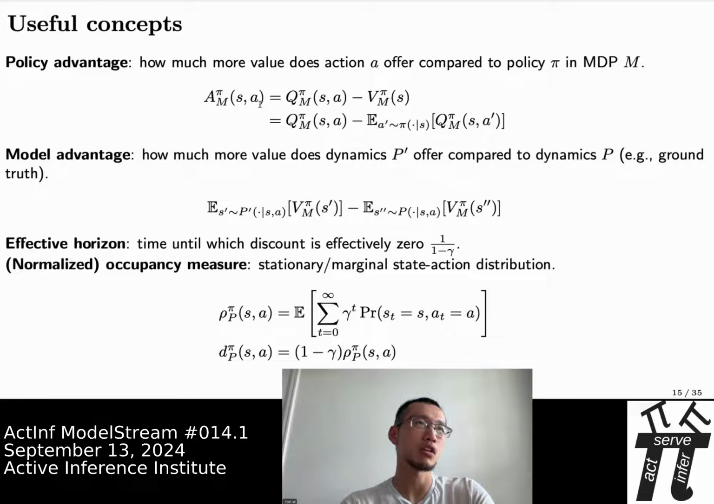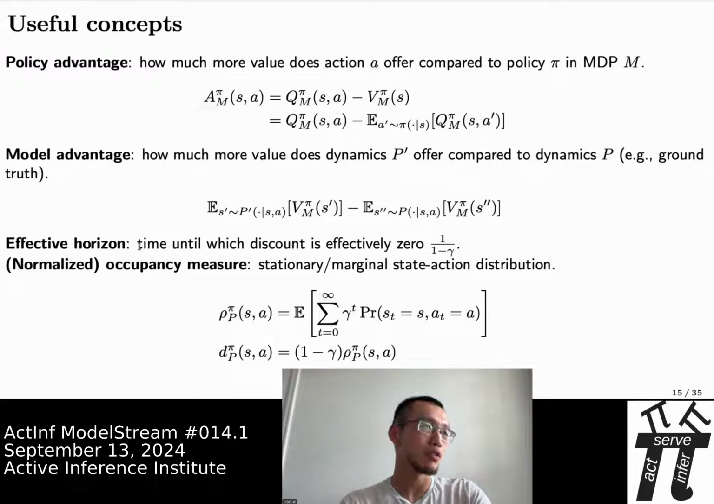So this essentially characterizes how much action A is different from an action that would have been chosen by the policy that's used to define the value function. And then more or less the same idea holds for model advantage, but instead of measuring the difference in the actions, we're measuring the difference in the two dynamics. If I draw a next state S prime from dynamics P prime and another next state S double prime from dynamics P, how is the value of S prime different from S double prime? So if P prime is actually equal to P, then there is no model advantage. This measures the difference between the two models.